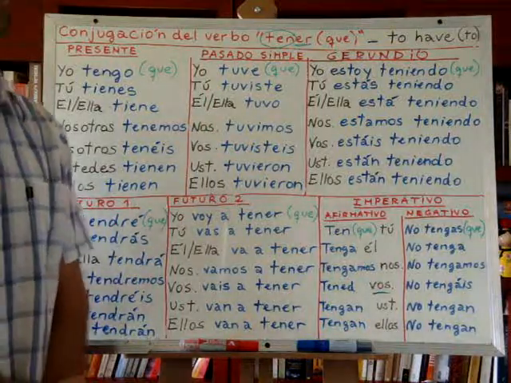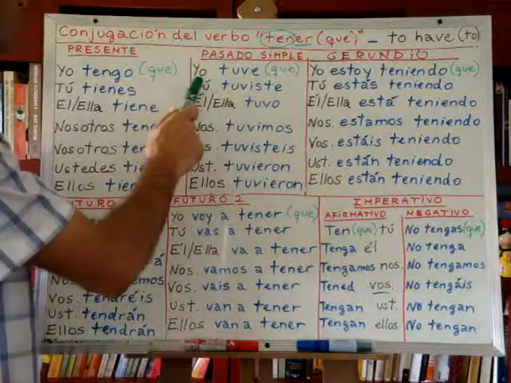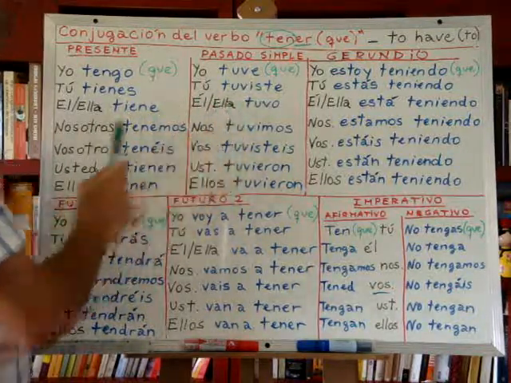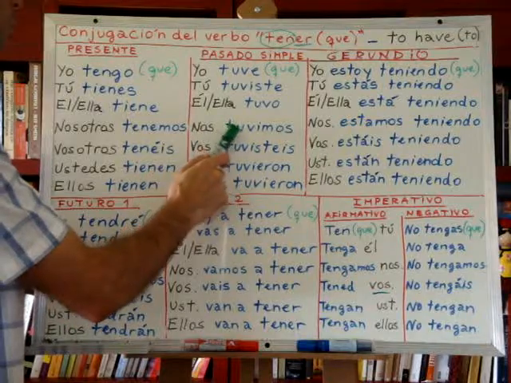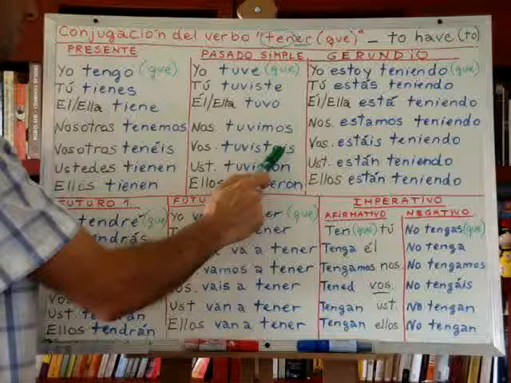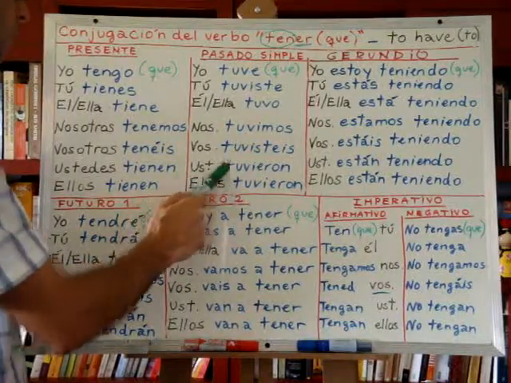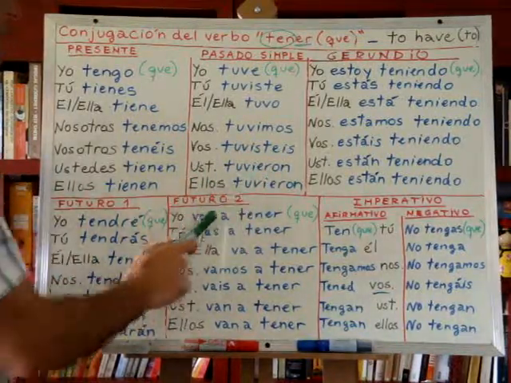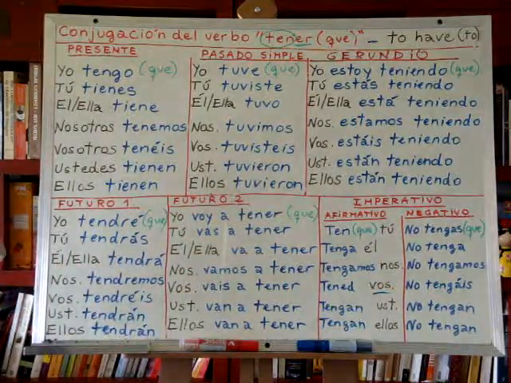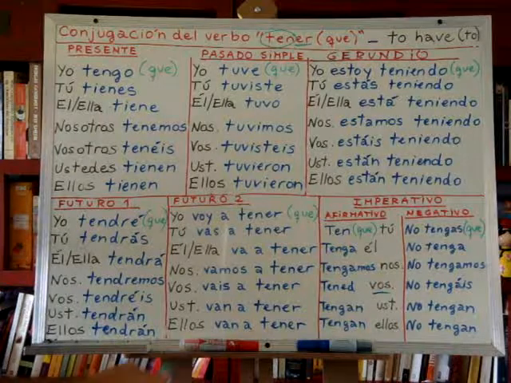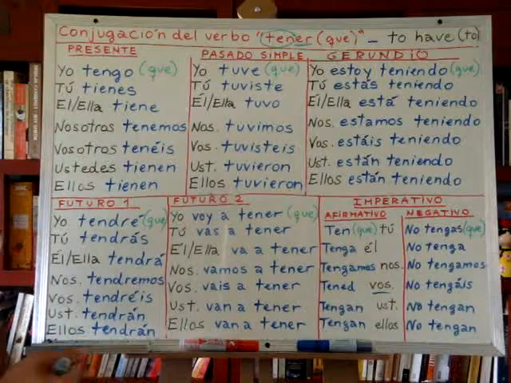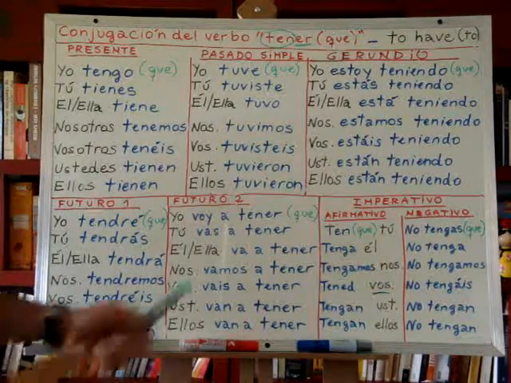I had, or I had to. Tú tuviste. Él, ella tuvo. Nosotros tuvimos. Vosotros tuvisteis. Ustedes tuvieron. And ellos tuvieron. They had. Or ellos tuvieron que. They had to. Right?